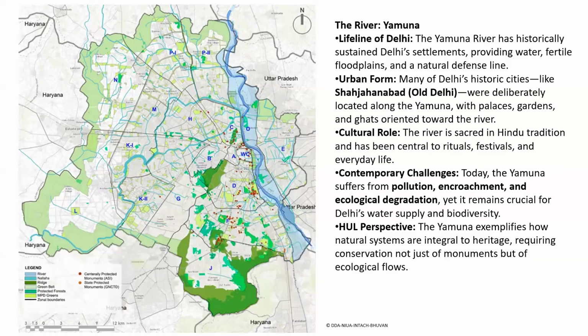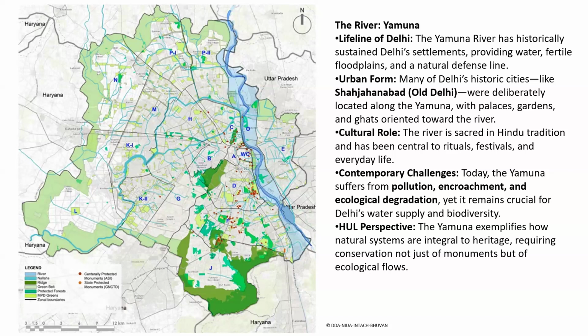So, talking a little bit about the geography of Delhi, the Yamuna River, which we see in blue, flows from north to south, towards the east of the city. The Yamuna has historically sustained Delhi's settlements, providing water, fertile floodplains, and natural defense. The old Delhi, which is Shahjahanabad, as I said, right at the center, which is A, and the walled city, as in WC, were deliberately located along the Yamuna with palaces like the Red Fort, which is a UNESCO World Heritage Site, and gardens and ghats oriented towards the river.